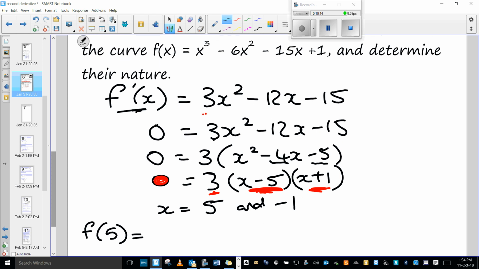So this is going to be 5 cubed, subtract 6 lots of 5 squared. Oh, this is a lot of work, isn't it? Because they want to know the stationary points. We know they happen when x is 5 and when x is -1, but we want to know the actual y coordinate. Sometimes they just say when do they occur, and so we can stop there. But they've actually said what are the stationary points, so we have to find the y.